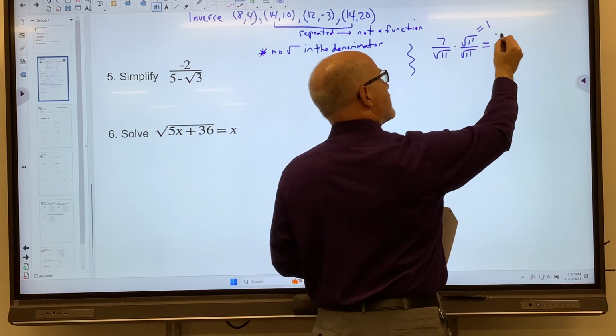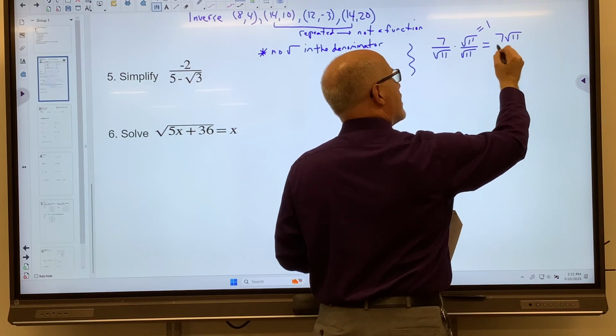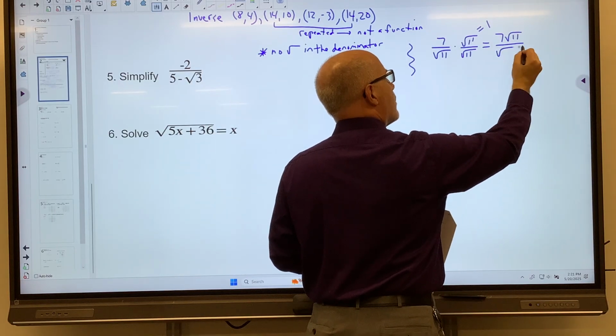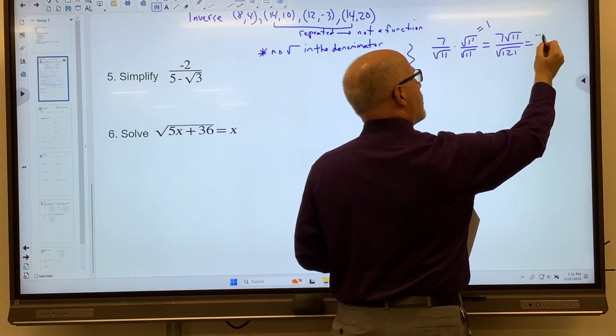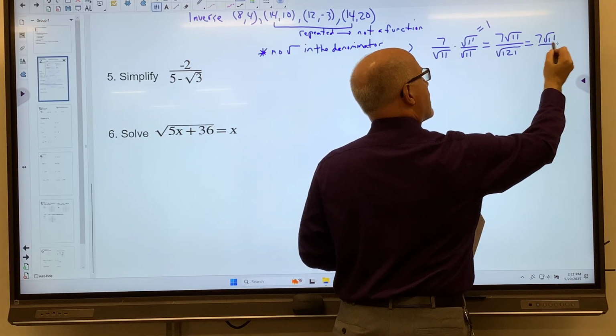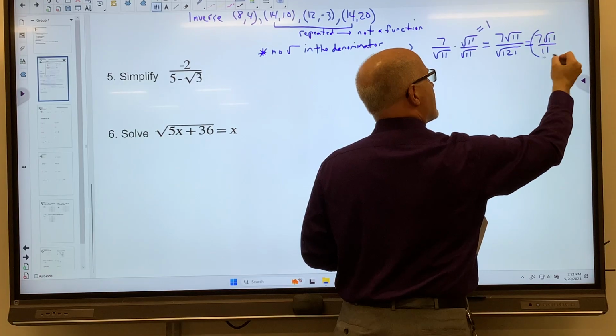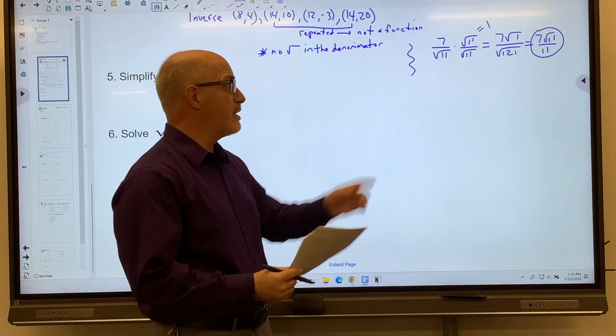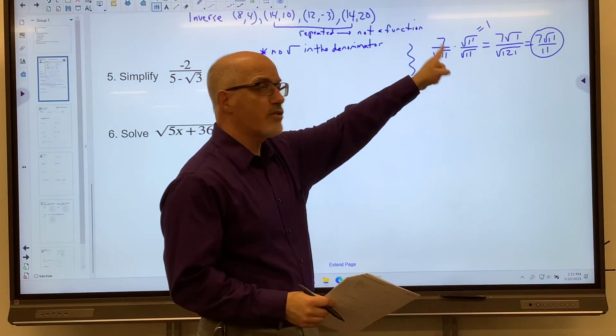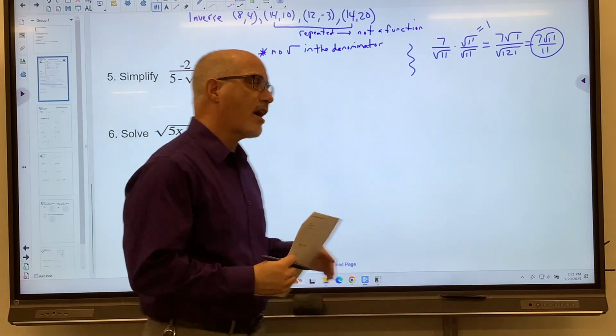So in the top, I'll have 7 square roots of 11 over the square root of 121. We're going to multiply those two together. And then the square root of 121 is equal to 11. So I get just 7 square roots of 11 over 11 when I do it this way. Now that's when you have a single term, just multiply by it top and bottom.